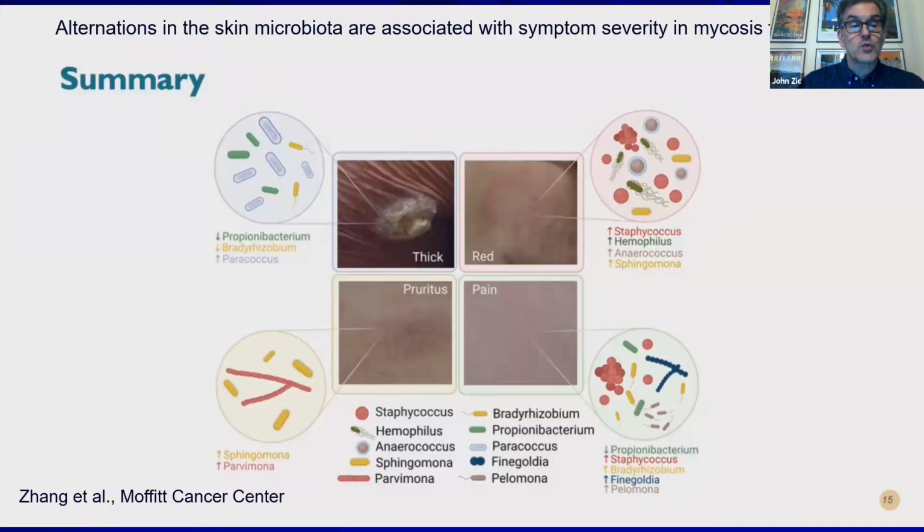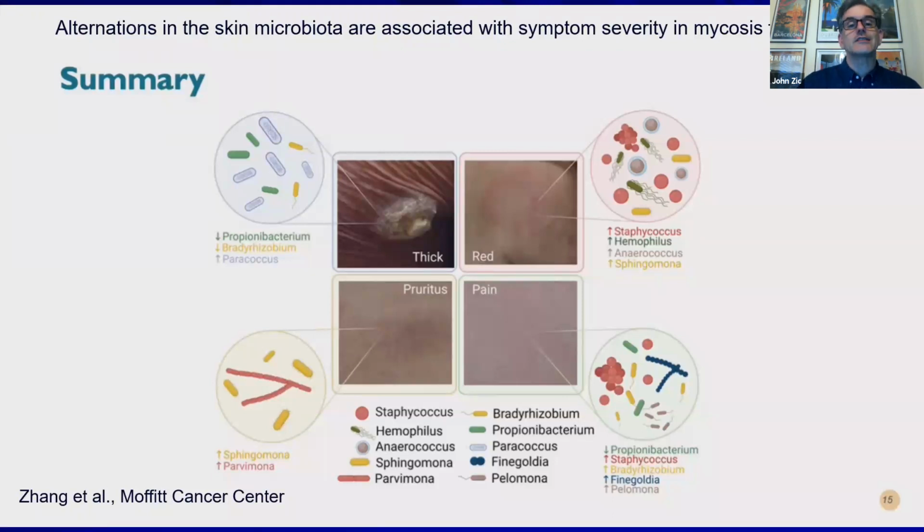And there were two. There was one called Sphingomonas and another called Parvimonas. And then in painful patches or plaques of skin, they saw a different collection. Now, I think they had somewhere between 12 and 25 patients. I don't recall the exact number, but most listeners thought this was very interesting, to think that there may be differences in bacteria depending on the type of skin lesion in patients with mycosis fungoides.